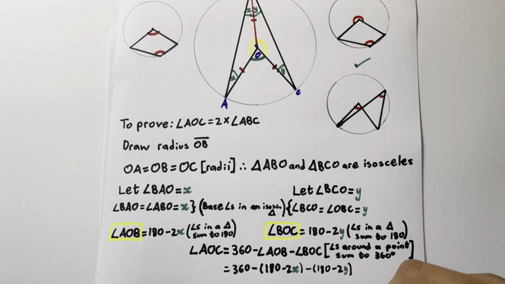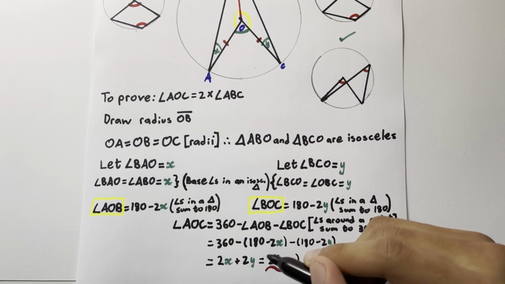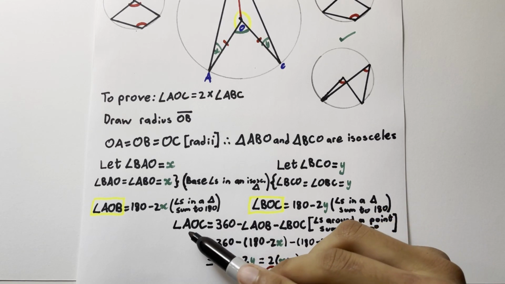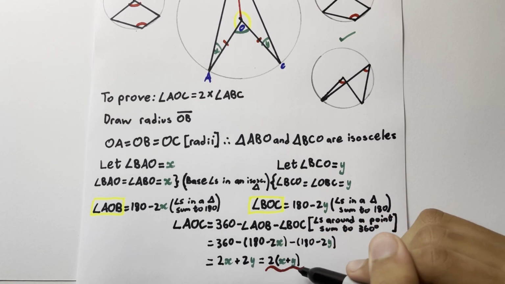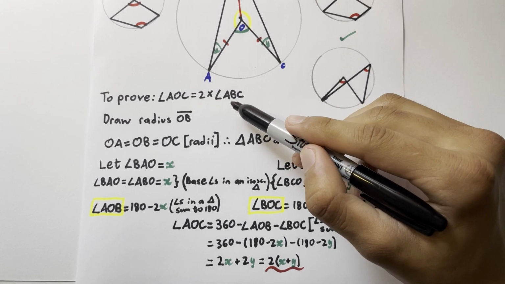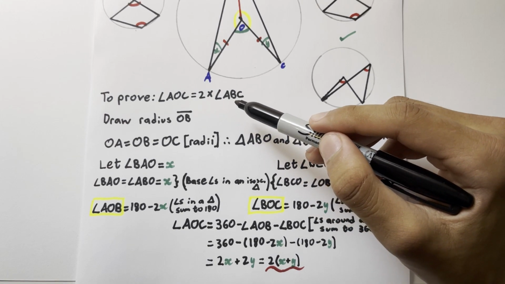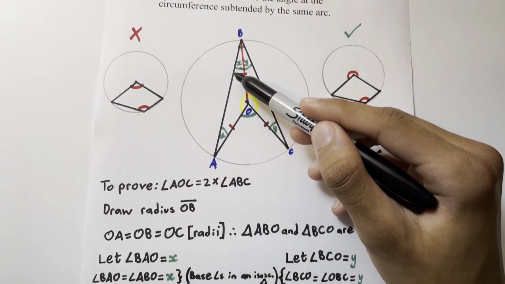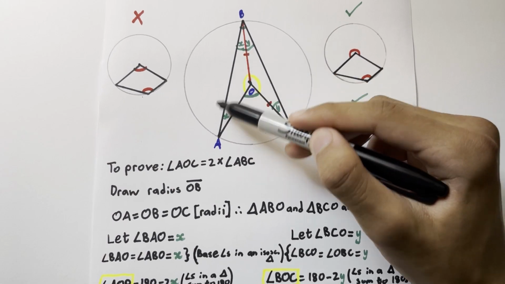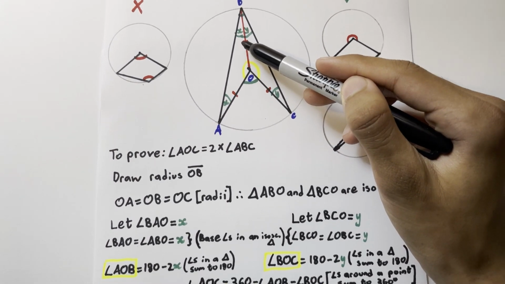Once we substitute the expressions for each of those angles back into our equation, it's just a case of tidying up the algebra and seeing what we're left with. Once all of the algebra is tidied up, we find that angle AOC is equal to 2 times x plus y. However, we mustn't lose sight of what we're trying to prove in the first place, that angle AOC is 2 times angle ABC. So, now we look back to angle ABC on our diagram, and we can notice that angle ABC is equal to x plus y.